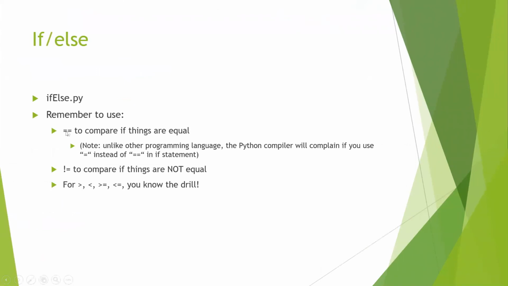We want to use double equals to compare if things are equal, because we have already used a single equals to declare the names for variables. And unlike other programming languages, the Python interpreter will complain if you use a single equals instead of a double equals in the if statement. And use exclamation mark equals to compare if things are not equal. And for those four symbols right here, you know the drill from math already.